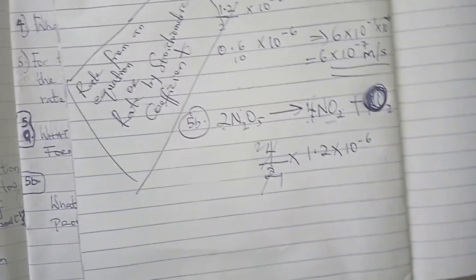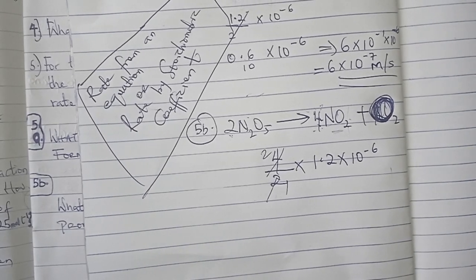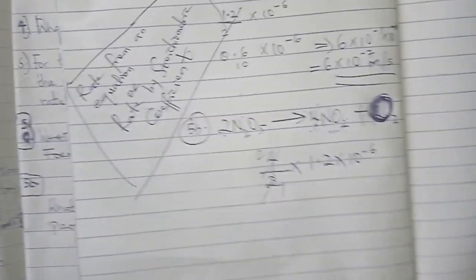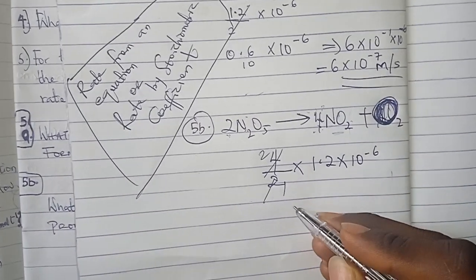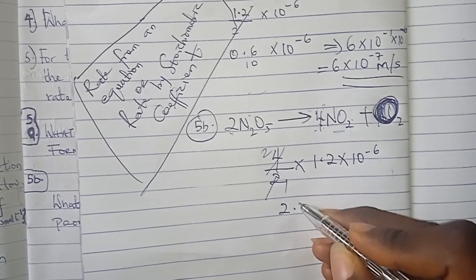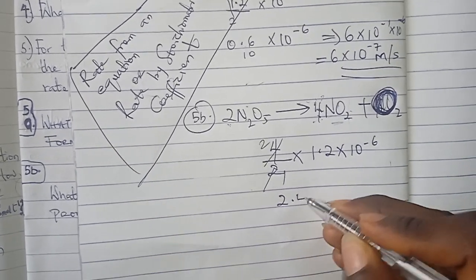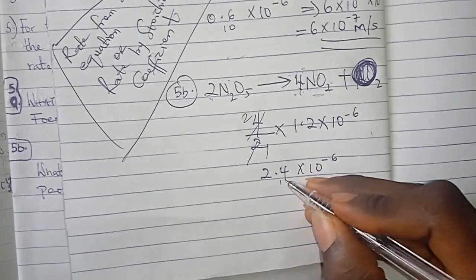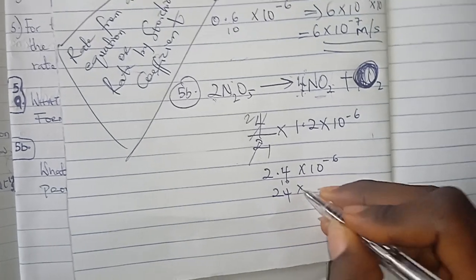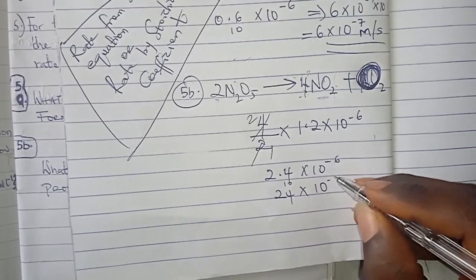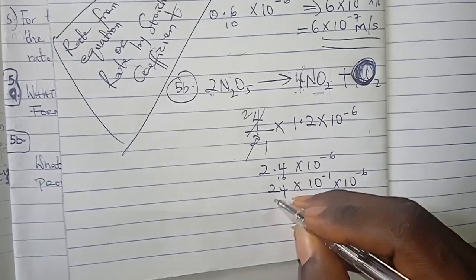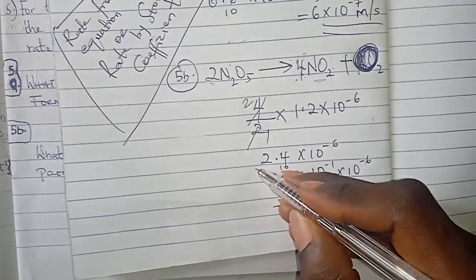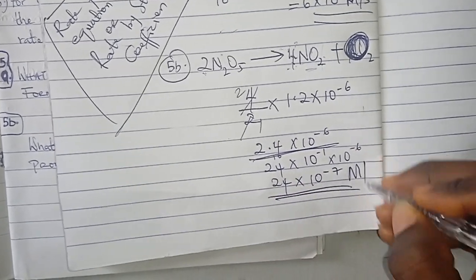So 2 here is 1, 2 here is 2. So 2 times 1.2 is 2.4, so 2.4 times 10 raised to the power minus 6. If you put it differently, this can be written as 24 times 10 raised to the power minus 1 times 10 raised to the power minus 6, so this is also 24 times 10 raised to the power minus 7. Whichever way you want to do it, you can leave your answer this way or this way. The unit is mole per second.